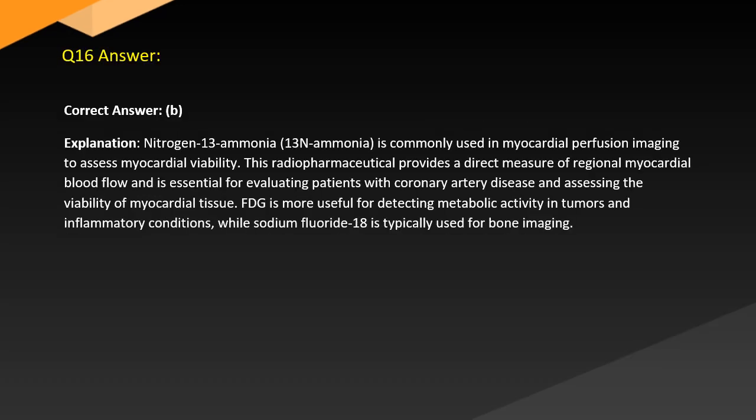Answer. Correct answer: B. Explanation. Nitrogen 13 ammonia is commonly used in myocardial perfusion imaging to assess myocardial viability. This radiopharmaceutical provides a direct measure of regional myocardial blood flow and is essential for evaluating patients with coronary artery disease and assessing the viability of myocardial tissue. FDG is more useful for detecting metabolic activity in tumors and inflammatory conditions, while sodium fluoride 18 is typically used for bone imaging.